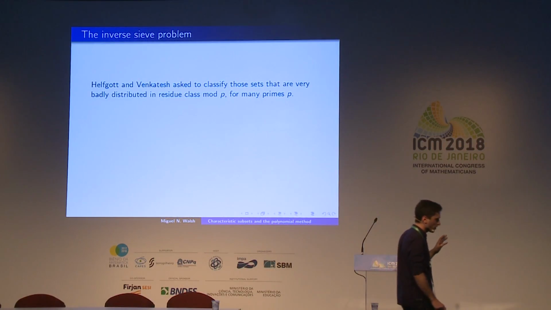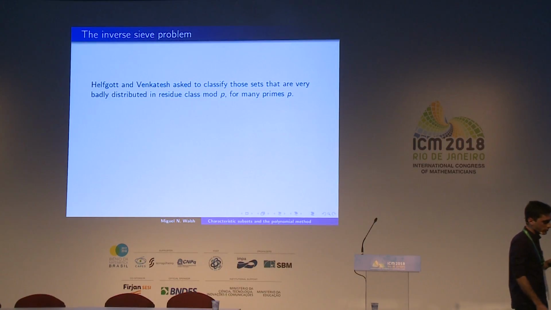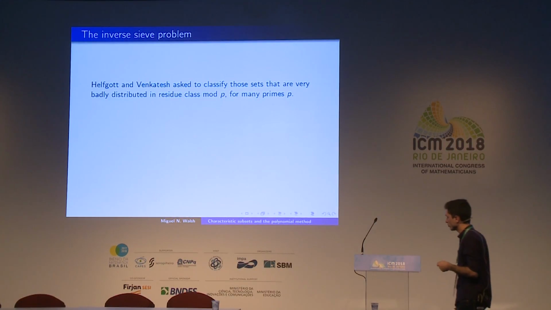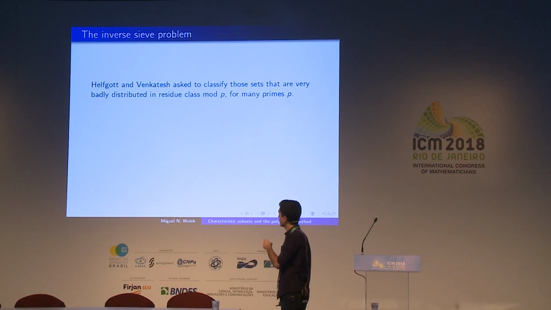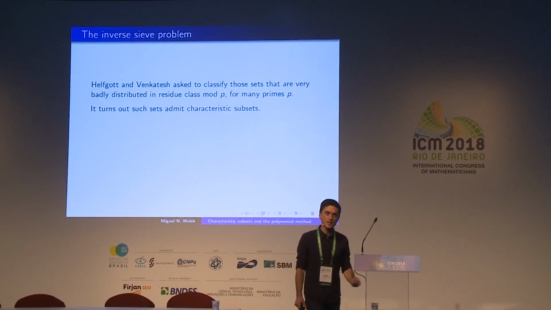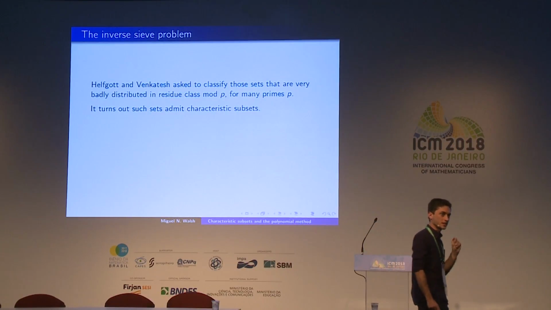And the conjecture is that they have some sort of algebraic structure, and some work was done on this problem using analytic approaches, like by Green and Harper or Hansen, which gives you some bounds on this problem. But it turns out that one crucial feature that sets that are very badly distributed in residue classes have is that they admit characteristic subsets. So again, it's the same theme as before. First step, locate a characteristic subset.